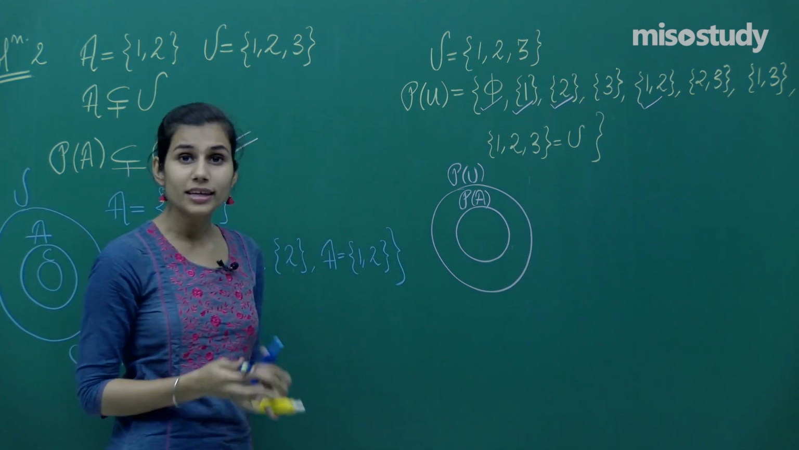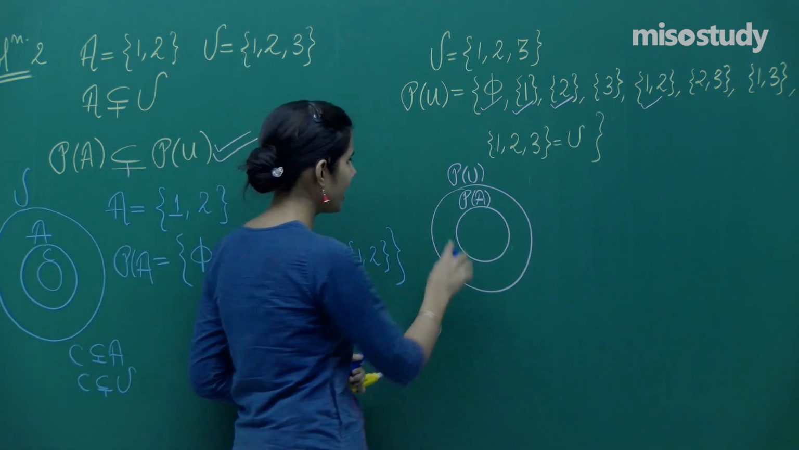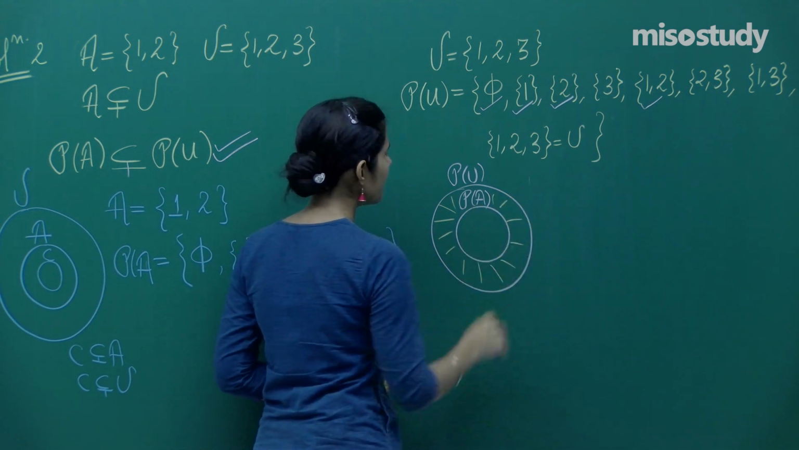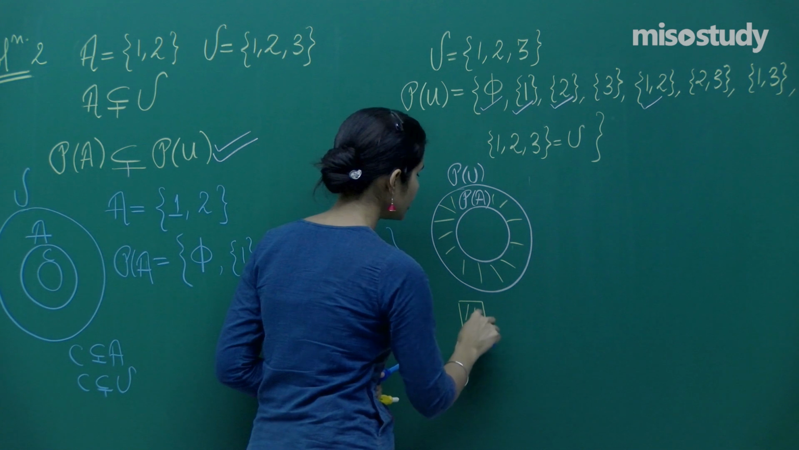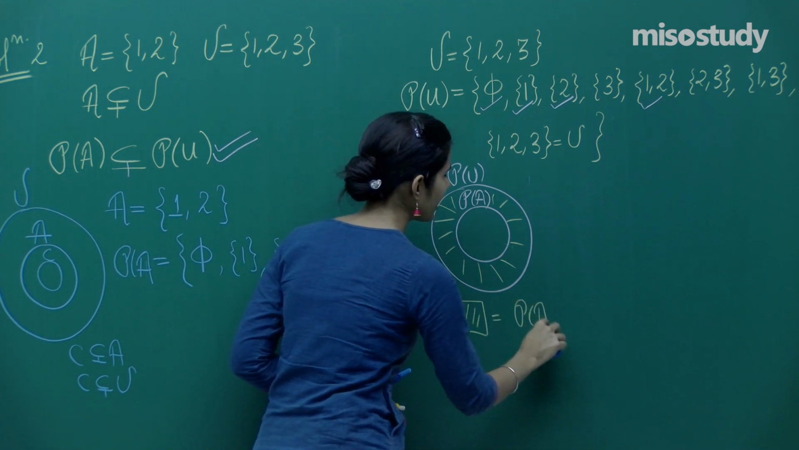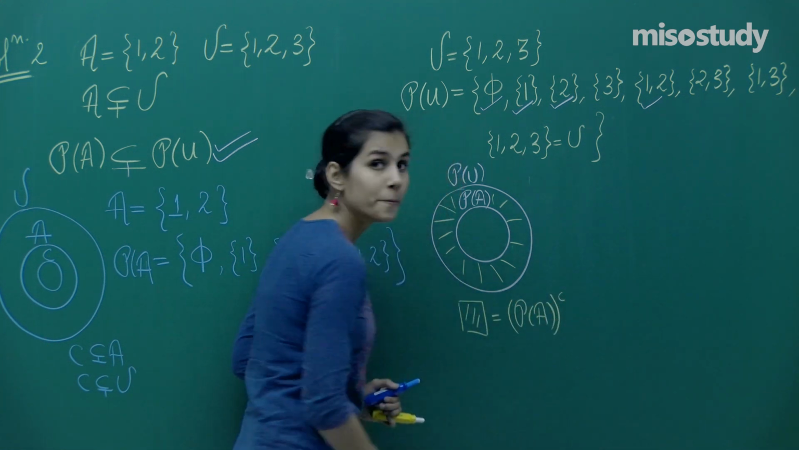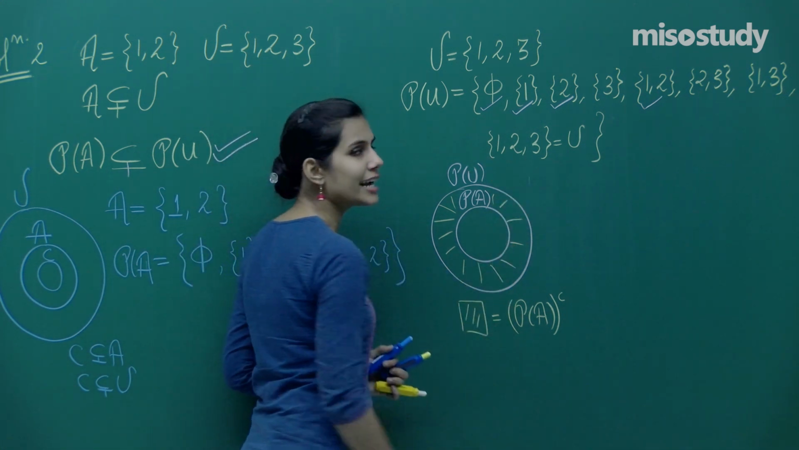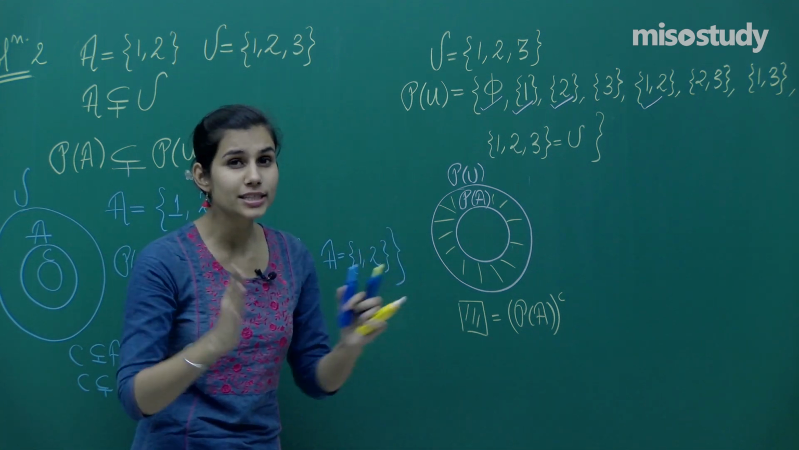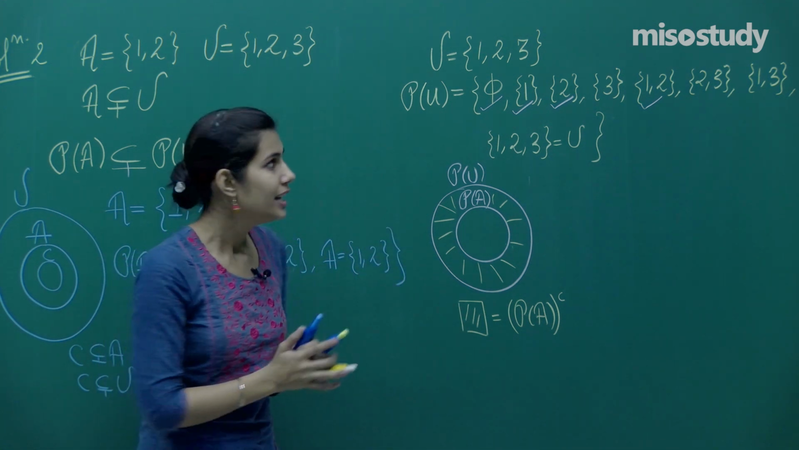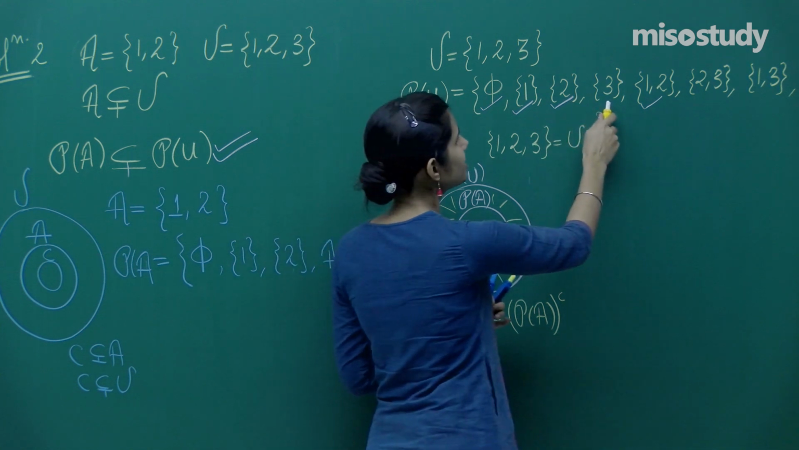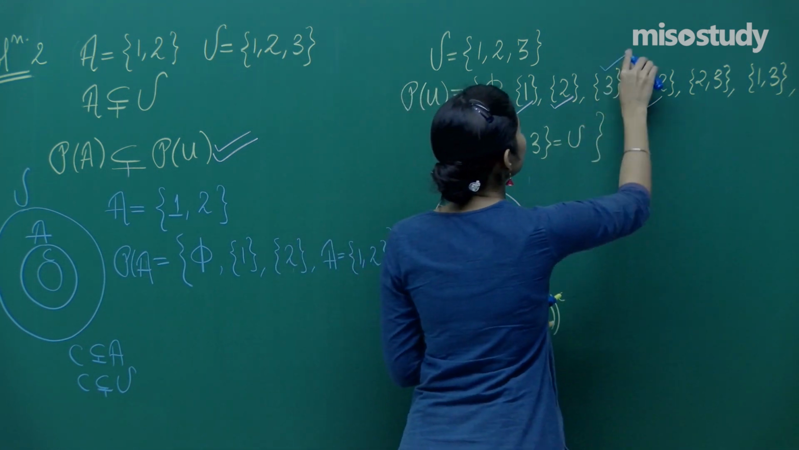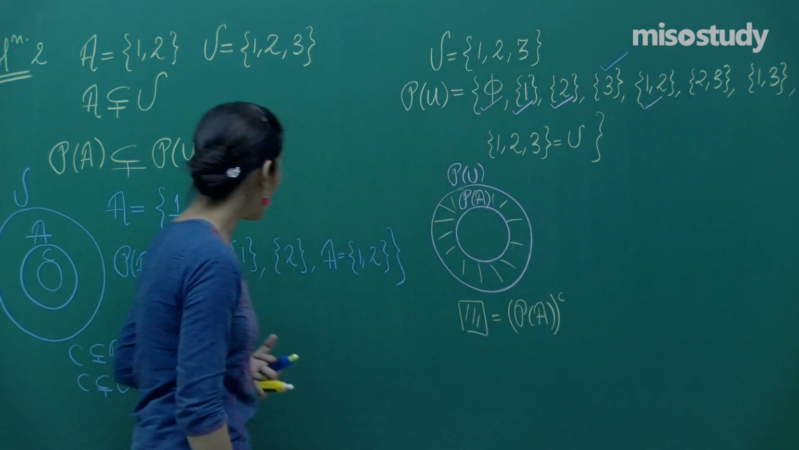I am asking what is the complement of power set of A. You have to tell me all these yellow shaded members, because this yellow shading is power set of A complement, which means those members which are sitting inside power set of U but not sitting inside power set of A. The members which are there in power set of U but not in power set of A are singleton {3}. It is not in power set of A.